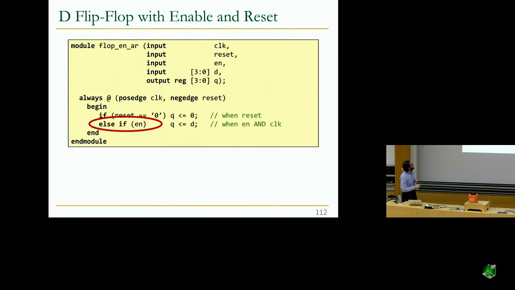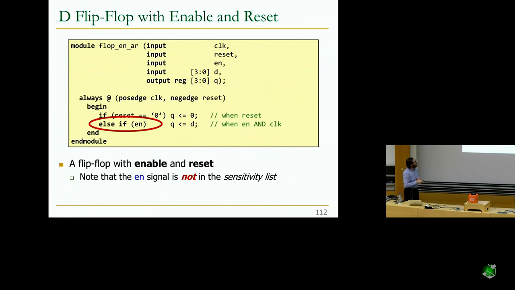OK, so this is another example, enable. Basically, if you want to enable or disable a register, in this case, a flip-flop with an enable with asynchronous reset, you only capture value D into Q if enable is set. Of course, either at the positive edge of the clock or negative edge of reset. But if there is negative edge of reset, you will never get here because that happens first. OK. Make sense? Enable is not in the sensitivity list. So if enable changes alone, nothing matters.